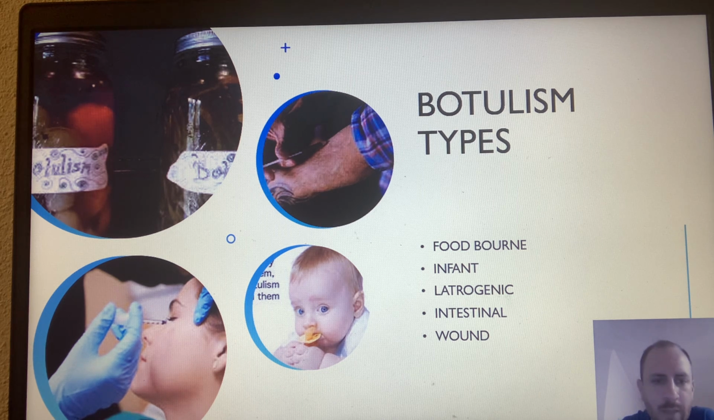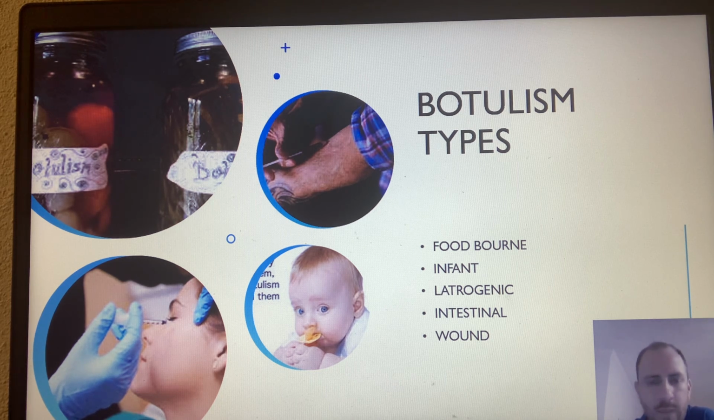The third type would be iatrogenic. So basically what that means is just an illness stemming from a medical procedure. In this case, putting the Clostridium botulinum bacteria into medication for the purposes of Botox or any other medical means.